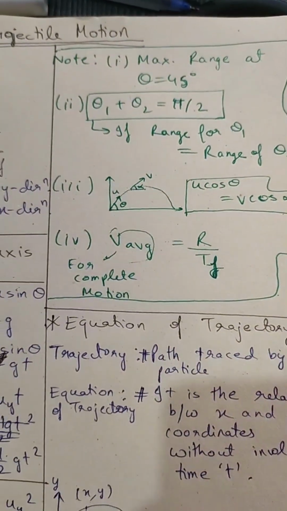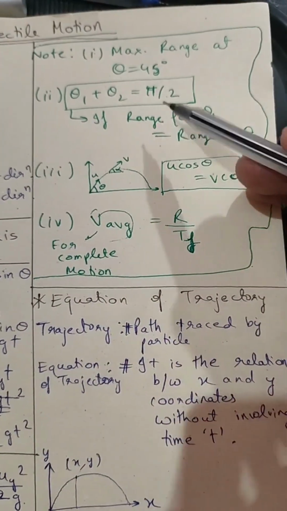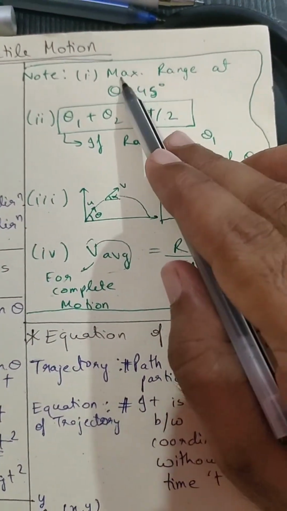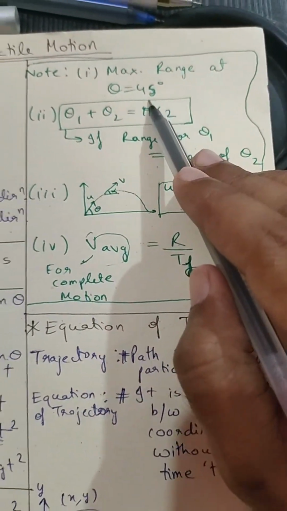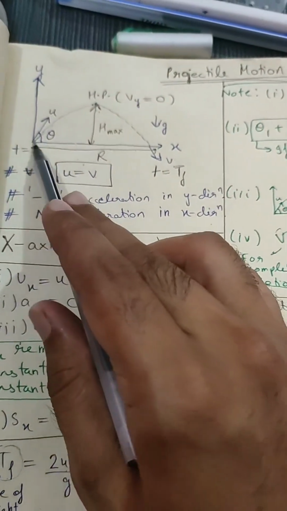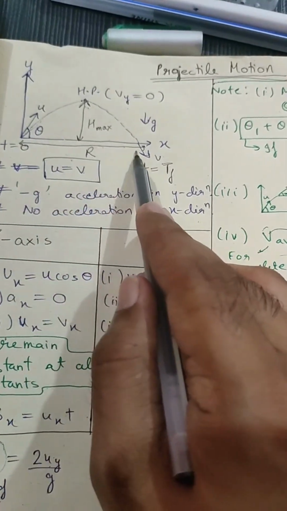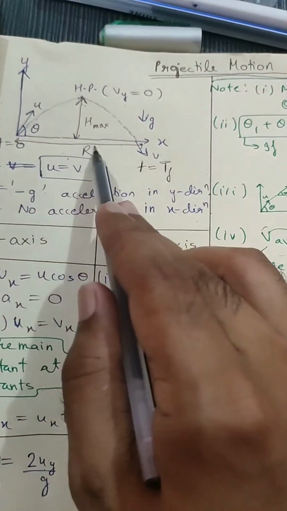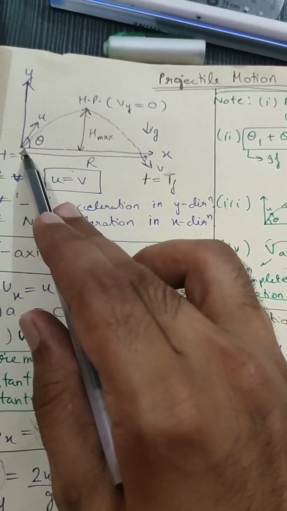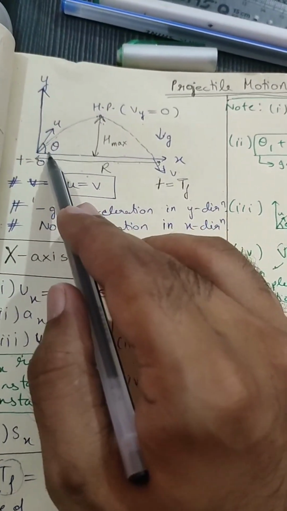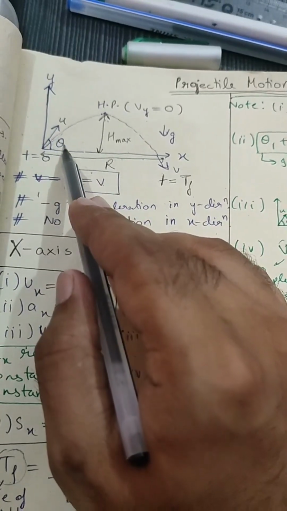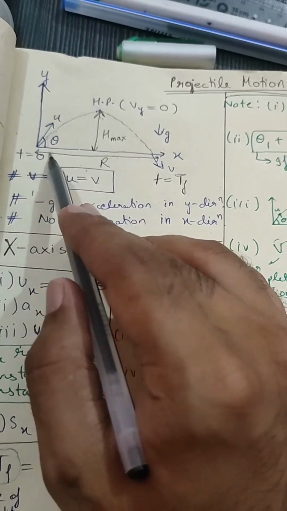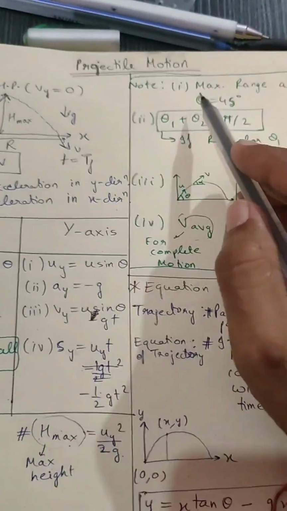Then we have three main important points which we need to remember as notes. The first note is that max range is at theta equal to 45 degrees, which means that if we want the range, the displacement in the x direction, to be maximum, then we need the angle theta at which the ball is projected to be 45 degrees. At 45 degrees theta we will have the maximum range.